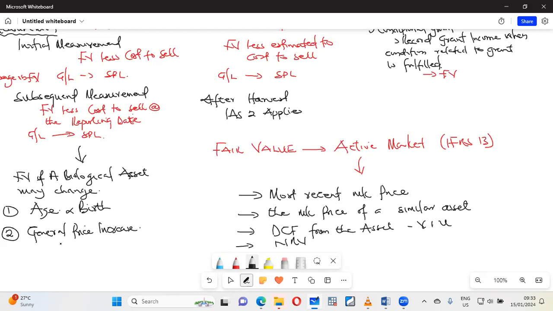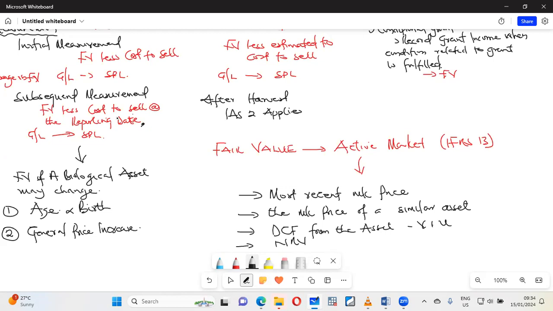Check, has the animal aged? Two, is it giving birth? There's a likelihood that there will be a fair value change. They can give birth before the reporting date comes. Because at the reporting date, it's automatic that you need to use the fair value at the reporting date. But they can give birth before the end of the reporting date. So be very, very careful when you are answering these questions. All right, so that is that.